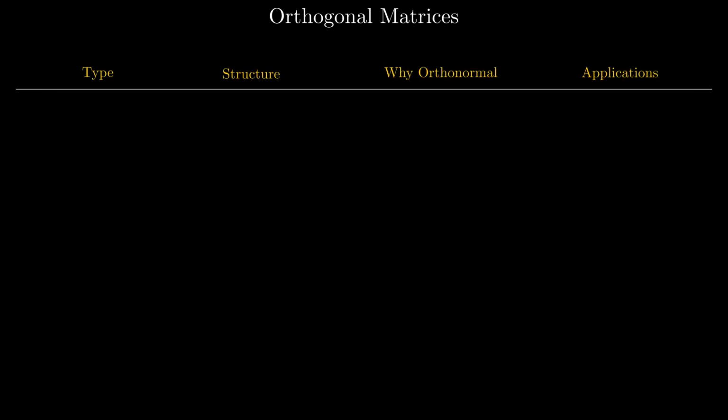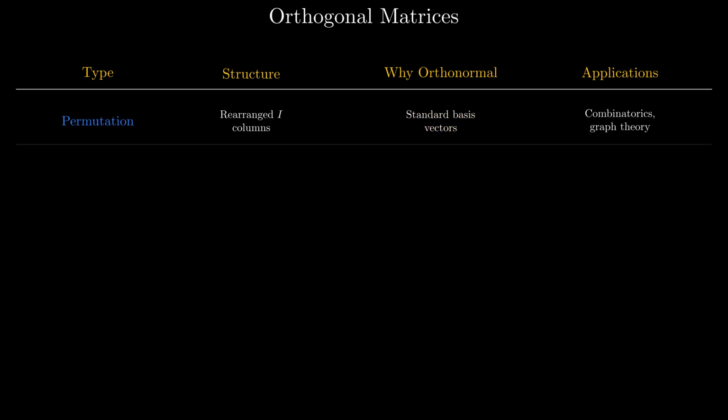Let's summarize what we've seen in a comparison table. First, permutation matrices. Their structure consists of rearranged identity columns. They are orthonormal because the columns are standard basis vectors, which are already unit length and perpendicular. Permutation matrices appear in combinatorics and graph theory.